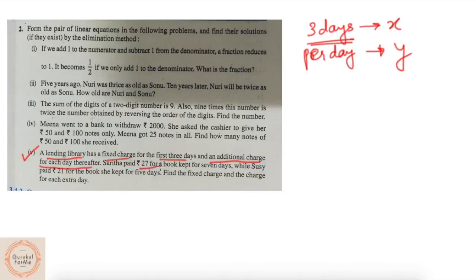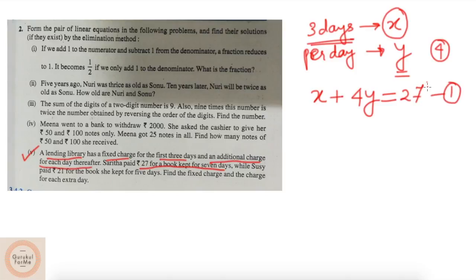Sarita paid 27 for a book kept for 7 days. Oh, brilliant. So you kept it for 7 days. For the first 3 days, how much is the charge? X. And how many days beyond 3 days did she use? Another 4 days. So per day it is Y, and for 4 days it is 4Y. And how much did she pay for the total time frame of 7 days? 27 rupees. Can I say that this is equation number 1?